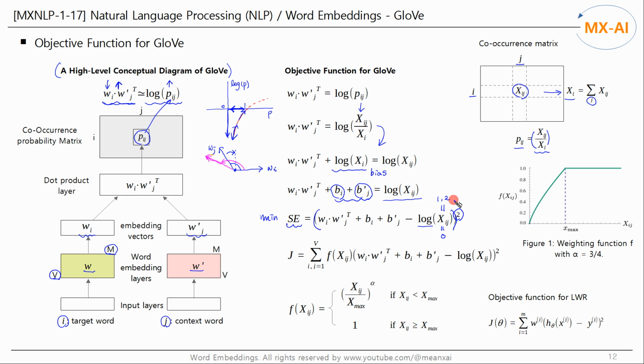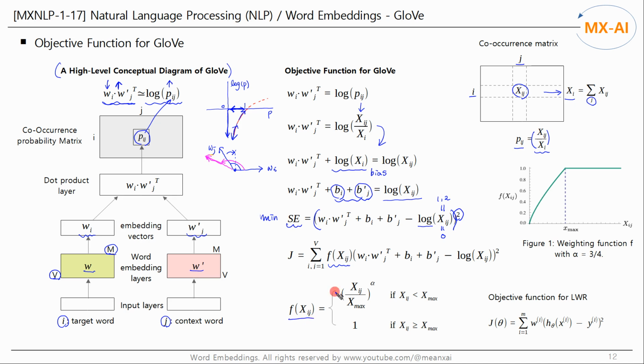These rare co-occurrences are much more likely to be noise than meaningful statistical patterns. If they produce large prediction errors, the model may overfit to these noisy observations. To address both of these problems, the authors introduced the weighting function f(Xij). Now let's take a closer look at the weighting function.